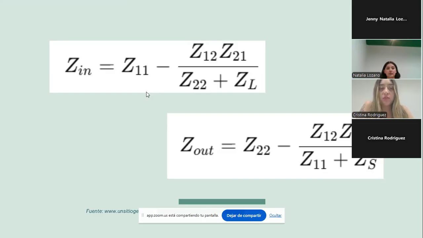Similarly, the output impedance with a source impedance ZS at the input is the one we can see at the bottom. That is, Zout equals Z22 minus Z12 multiplied by Z21, divided by Z11 plus ZS. These formulas are invaluable when matching impedances in systems like amplifiers and filters to ensure maximum power transfer.